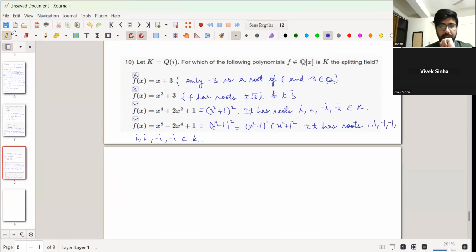Clear? Sir, first condition is minus 3. So minus 3 belongs to K, but it is not the splitting field. The splitting field is the smallest field containing all the roots. The smallest field is Q itself. Okay, the reason for it. Okay, okay.